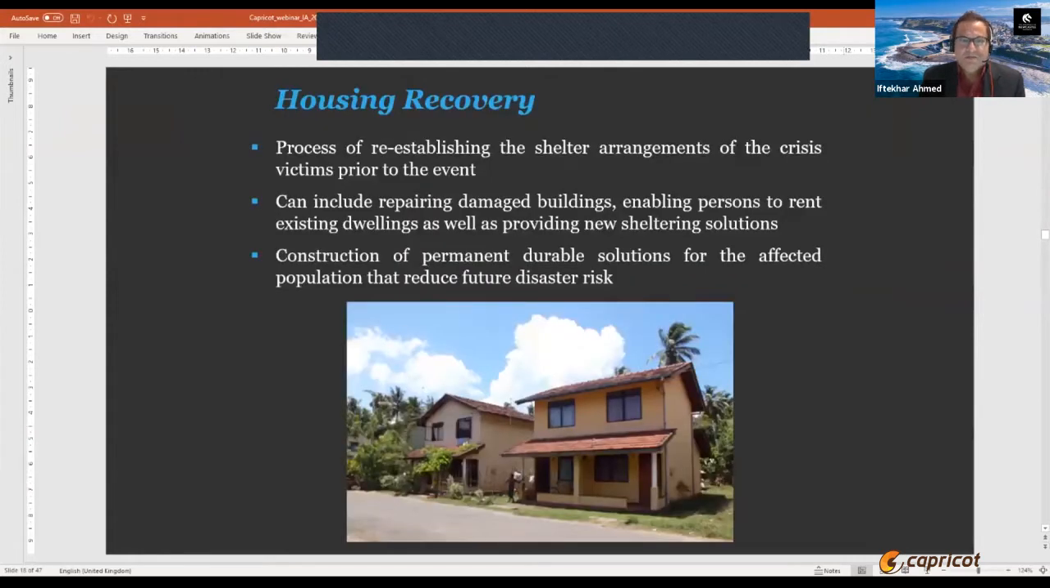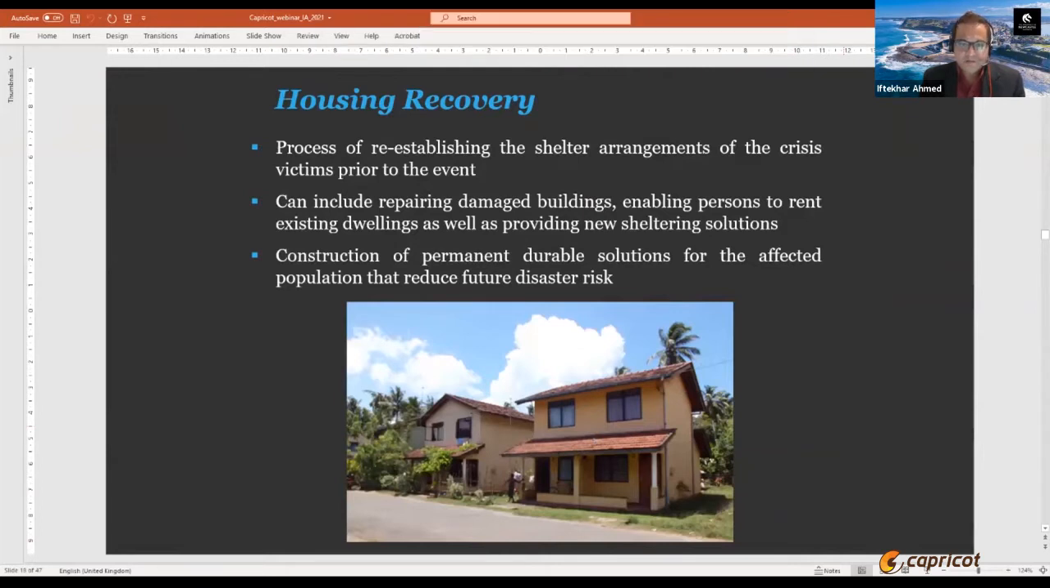So just to give you a very quick definition, it's getting people back to normal, and we could also repair damaged buildings, or you could help people rent existing buildings. So there are all kinds of ways to get into recovery. And then, of course, construction of permanent, durable solutions that reduce future disaster risk.